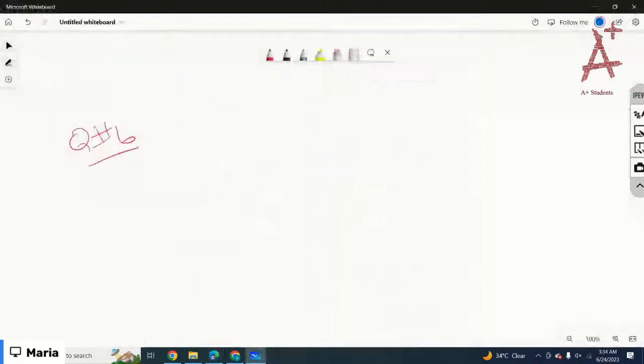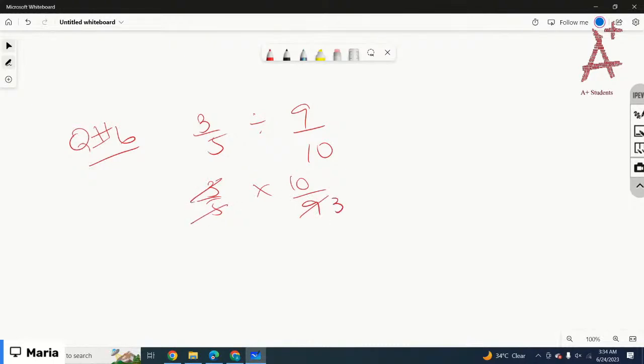3 over 5 divided by 9 over 10. Let's just divide. It would be 3 over 5 times 10 over 9. 3 times 1 is 3 and 3 times 3 is 9. 5 times 1 is 5 and 5 times 2 is 10. So the answer is 2 over 3. Got it?